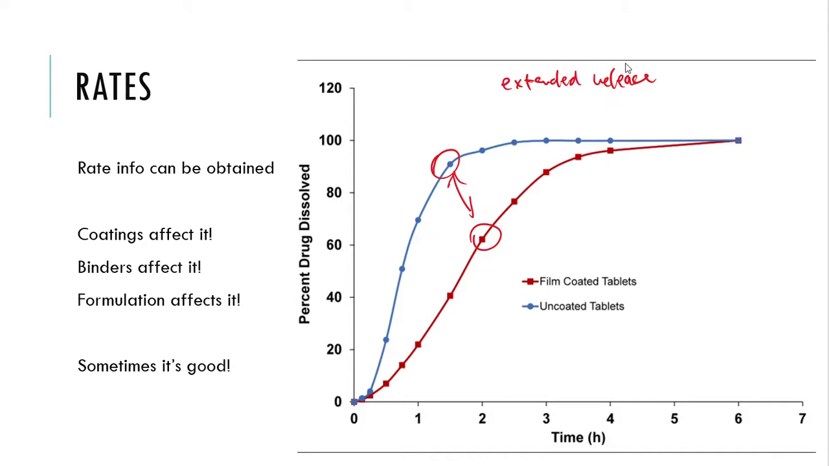So coatings affect it, binders affect it, the formulation, which means the ingredients, affect it. There are a number of different things that really change how a pill dissolves on us.